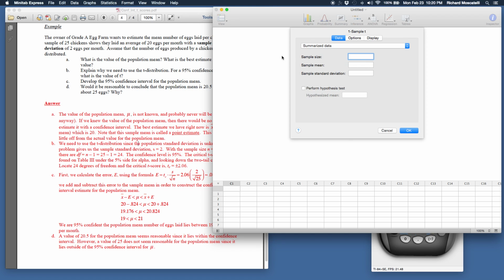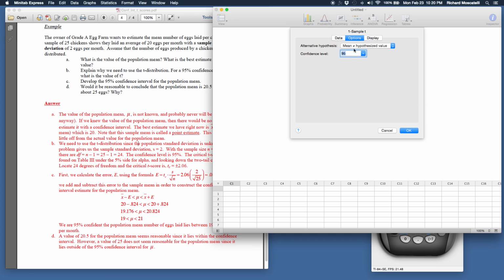The sample size here was 25 chickens, and the sample mean was 20 eggs per month, and the sample standard deviation is 2. So we're using this value of x bar equals 20 to estimate the value for mu for the, who knows, thousands of chickens that are on this chicken egg farm. How many eggs do they lay per month on average? Well, we're basing our answer for the thousands of chickens on this sample of size 25.